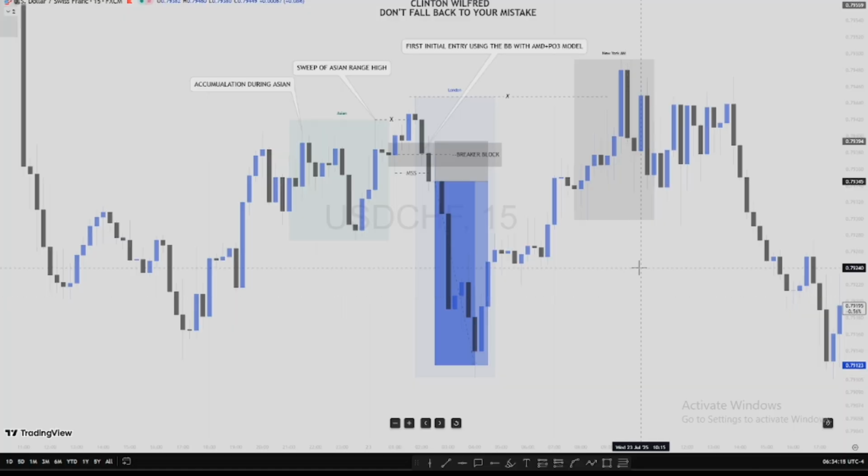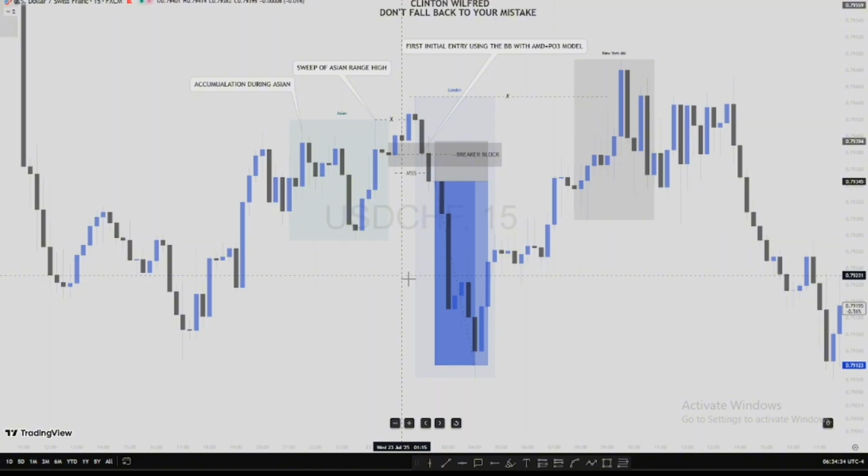You can see here we have price sweeping out Asian range highs. After price swept the Asian range highs, we had the short term low right here, and price swept that liquidity, giving us a market structure shift to the downside, making us know that we are now bearish.